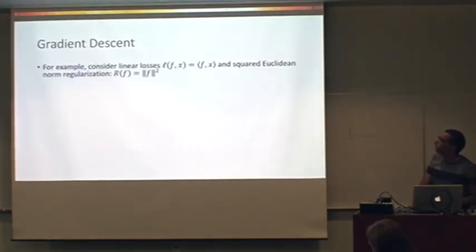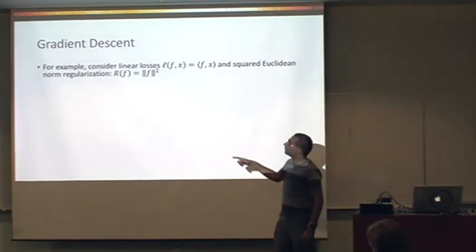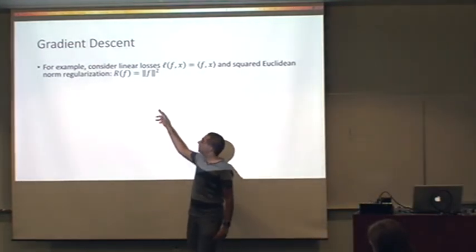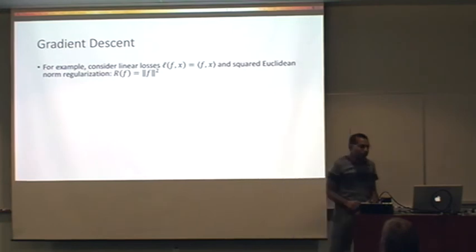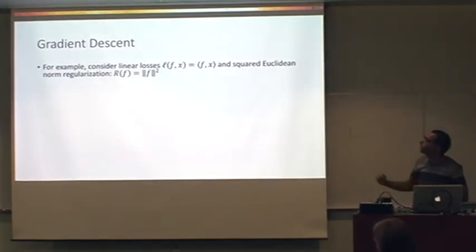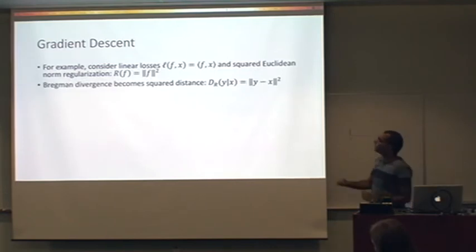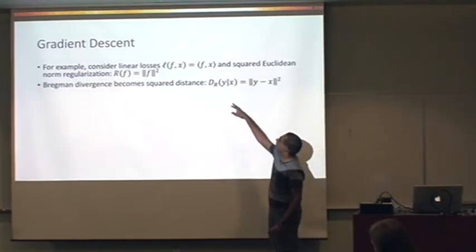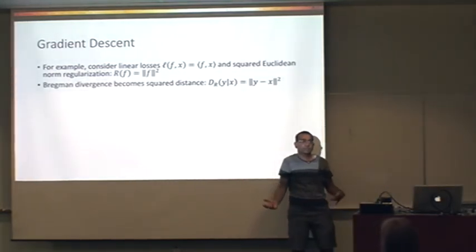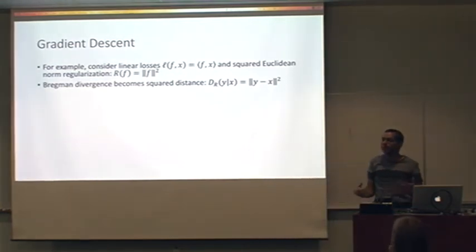Right. But one example could be that if you pick the regularizer to be the squared Euclidean norm, so f squared, right. So if you have linear losses and you're picking the regularizer to be the squared Euclidean norm, then the Bregman divergence for that regularizer is just the Euclidean distance, right? So that is sort of the touchstone to the standard thing that we know about.